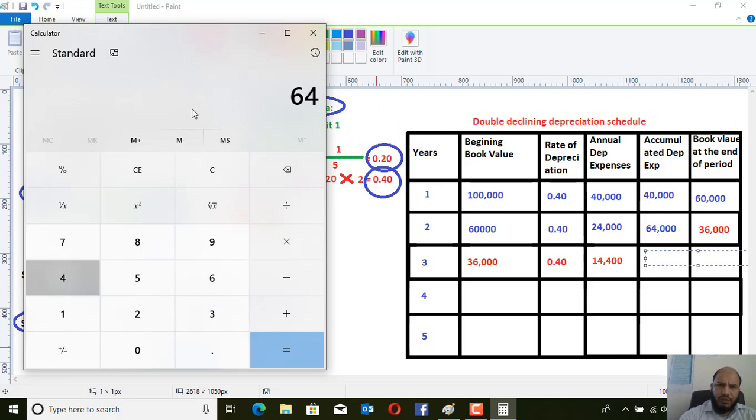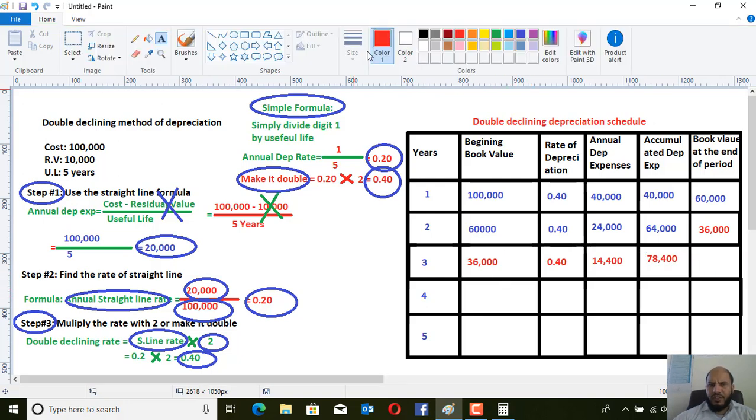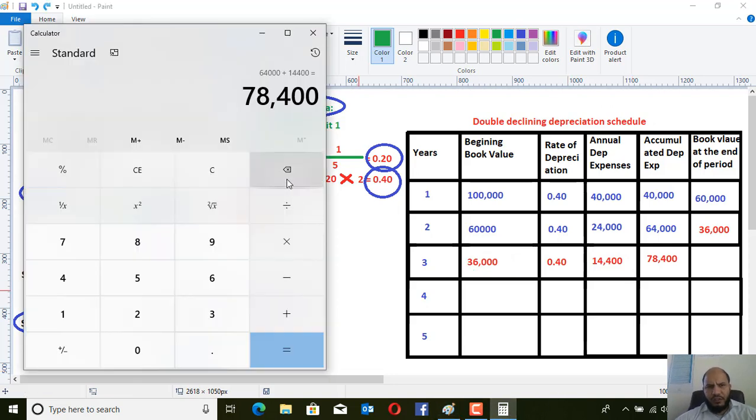The calculator is not working well. 64,000 plus 14,400 is equal to 78,400. So now we will again deduct from 36,000 the current year depreciation expense, which is 14,400. Let's deduct it using the calculator.